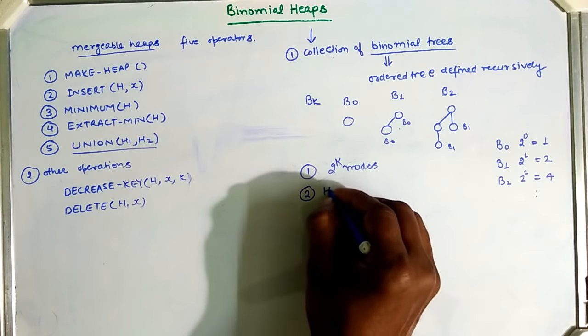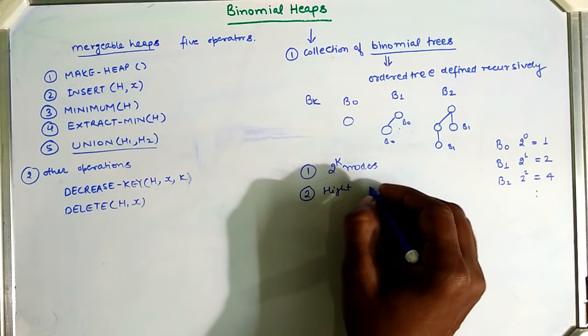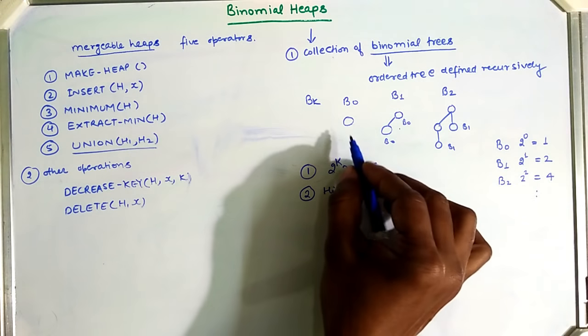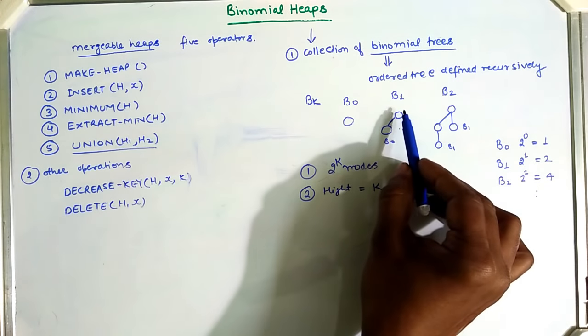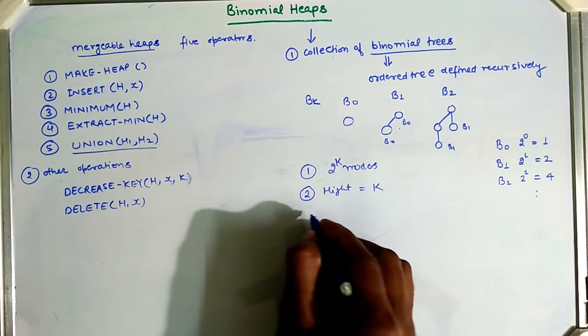the height of any binomial tree is nothing but k. So the height of the 0th binomial tree b0 is 0. The height of b1 is 1. The height of b2 is 2.